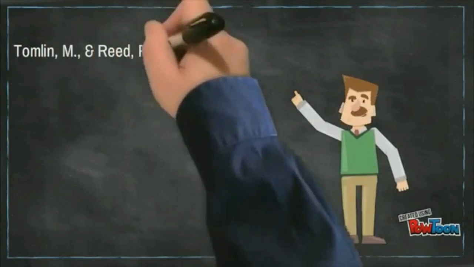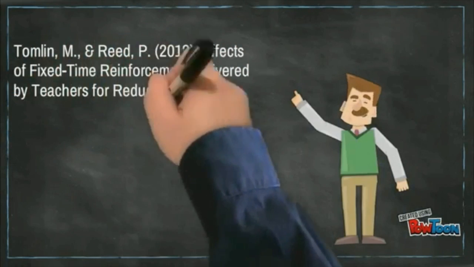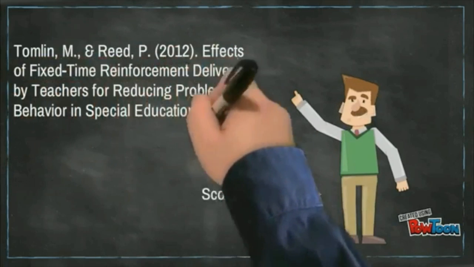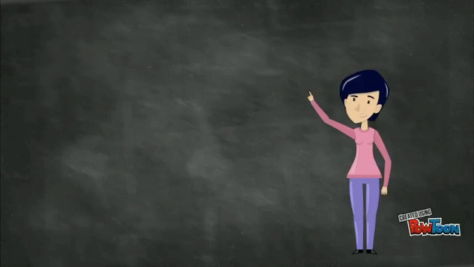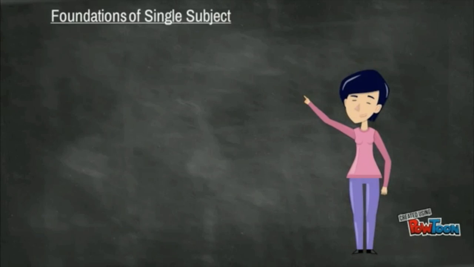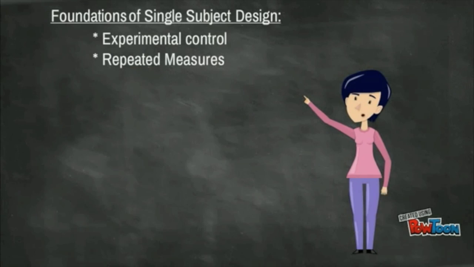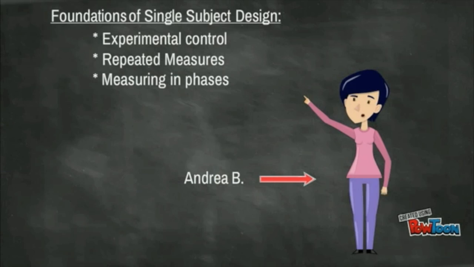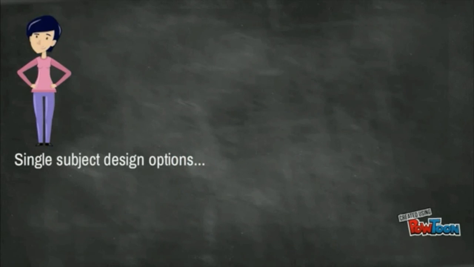We will discuss the article Effects of Fixed Time Reinforcement Delivered by Teachers for Reducing Problem Behavior in Special Education Classrooms by Michelle Tomlin and Phil Reed as a means to highlight the principles of single subject design. To begin, the foundations of single subject design are the concepts of experimental control with replication of treatment effects, frequently and repeatedly measuring clearly defined and observable outcomes, and measuring these outcomes in phases in which the intervention is both absent and present. These foundations allow a variety of options for single subject design.